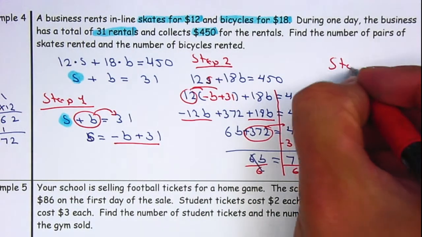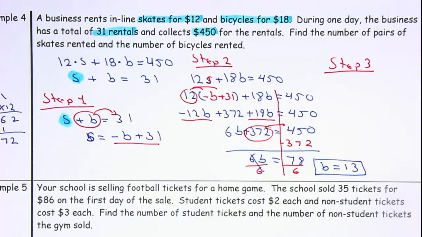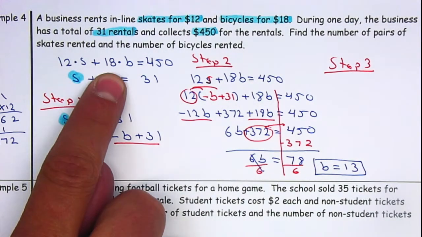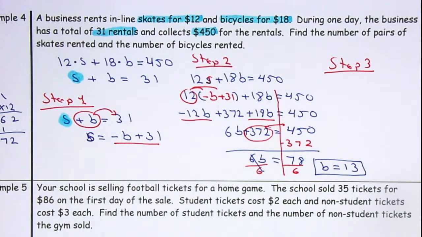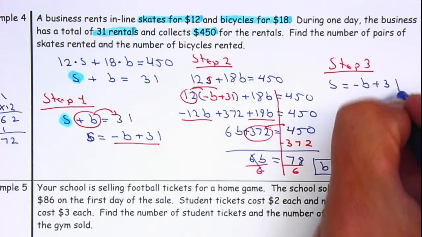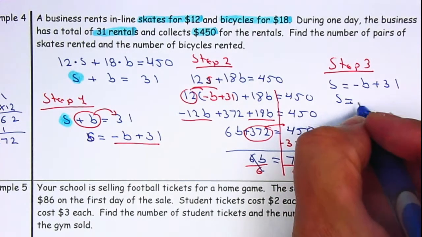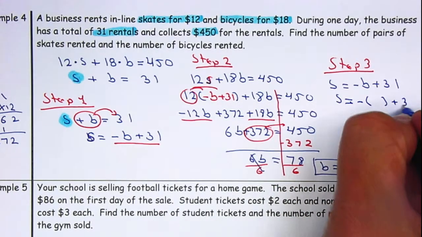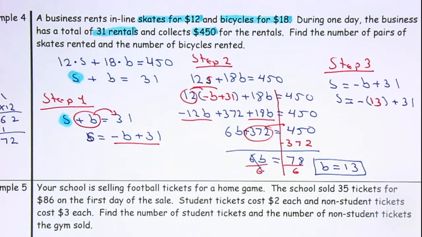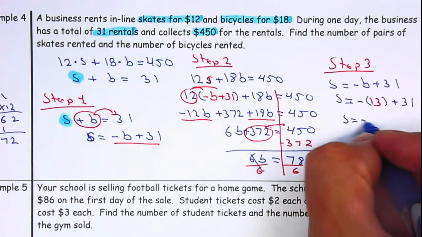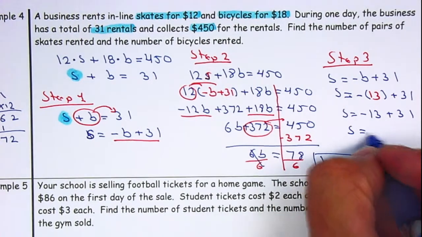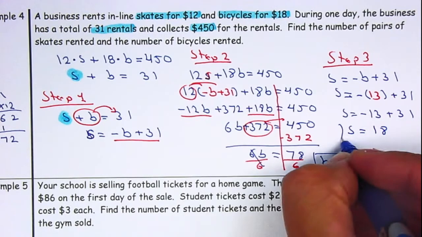Step 3. We're going to substitute the B into either one of those two equations, but I prefer to substitute it here because it makes it much easier because it's already solved for S. Be careful, S is equal to negative B plus 31. Instead of the B, we'll place a 13. So S is equal to negative 13 plus 31. So the number of skates will be 18.